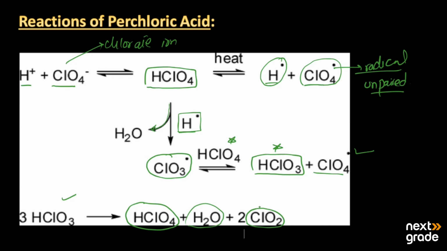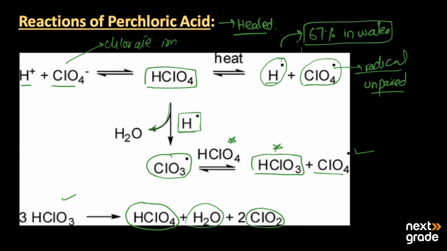On the other hand, pure perchloric acid starts to decompose explosively when it is heated. So this is an explosive reaction. That is why it must be stored and used as a 67% solution in water. This is the main point of how we can use perchloric acid, because it can also react violently with a lot of organic substances. So we must keep them safe.